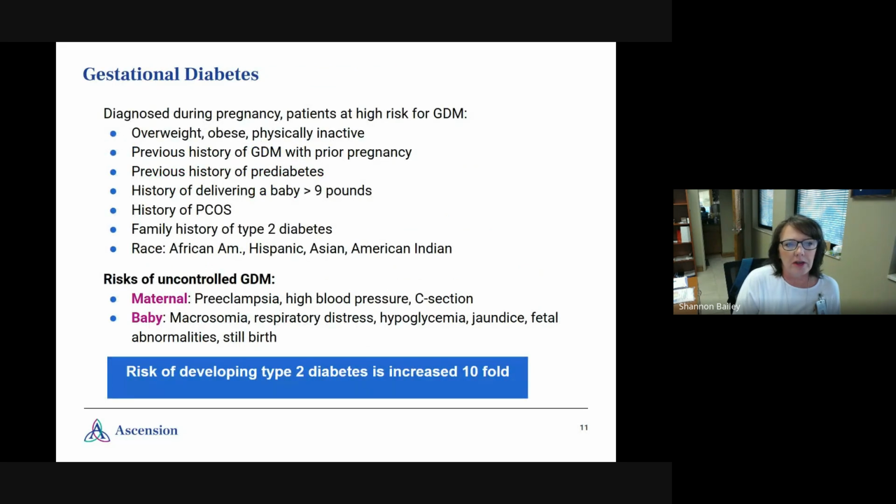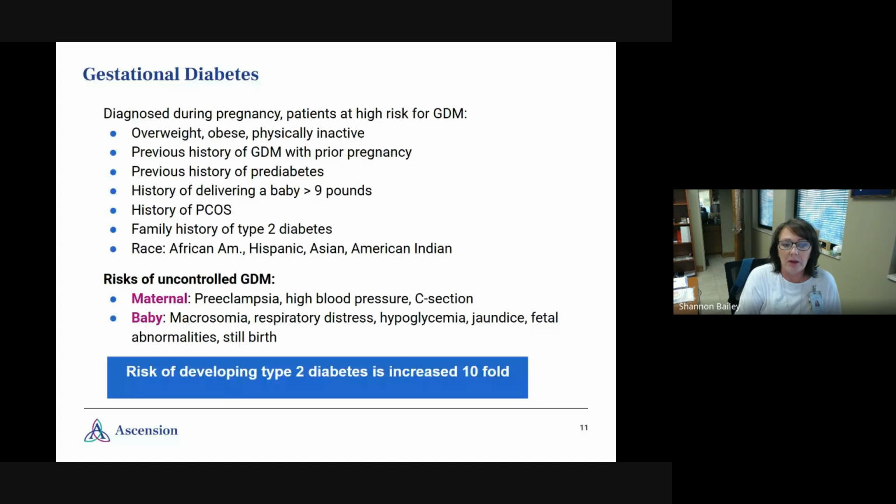Gestational diabetes is, I don't want to call it the third form, but it kind of is. It's diagnosed during pregnancy and is strongly related to developing type 2 diabetes later in life. You can see the risk factors here for developing gestational diabetes are basically the same as for developing type 2 diabetes. And the risks of uncontrolled gestational diabetes when a mother is pregnant: for her, there is a higher risk of preeclampsia, high blood pressure, and C-sections.